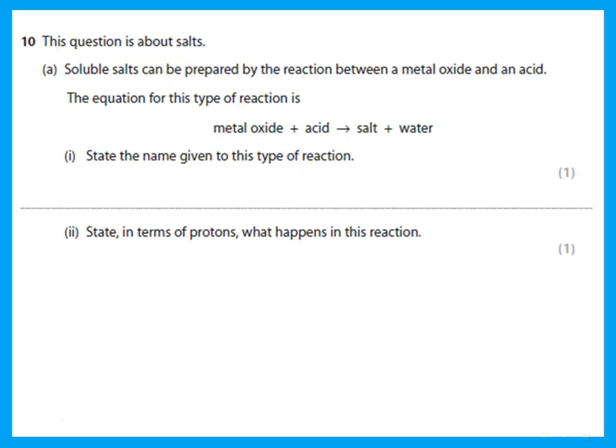This question is about salts. Soluble salts can be prepared by the reaction between a metal oxide and an acid. State the name given to this type of reaction, where we have a metal oxide, which we said is a base, reacting with an acid to give salt plus water. This type of reaction is a neutralization reaction.